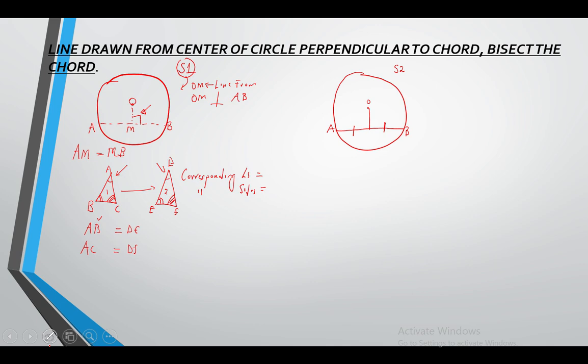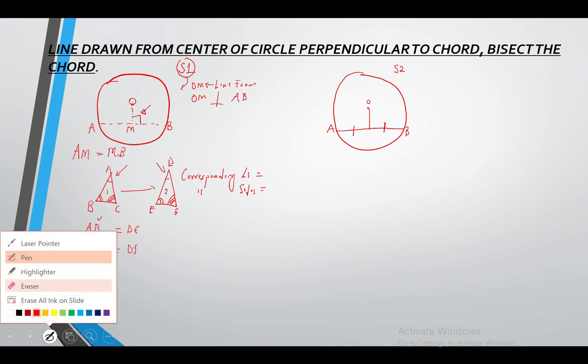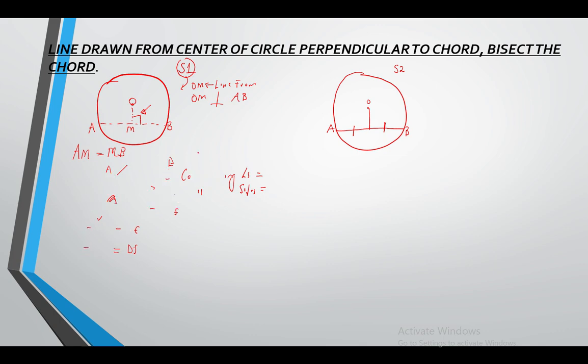So this idea will be very important when we prove that AM equals MB in this first situation, where we talk about a line that comes from the center of a circle to the chord, being perpendicular to the chord, bisects the chord. When we are going to prove that AM equals MB, the idea of congruent triangles is important. So let's start by proving now.